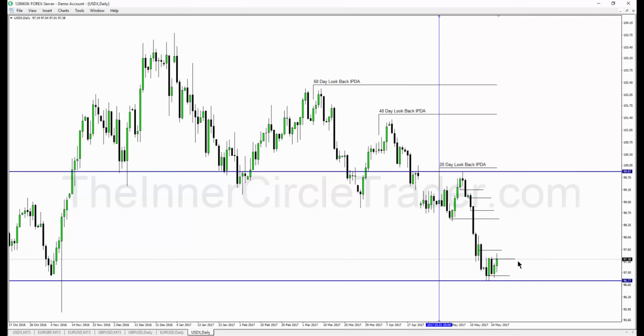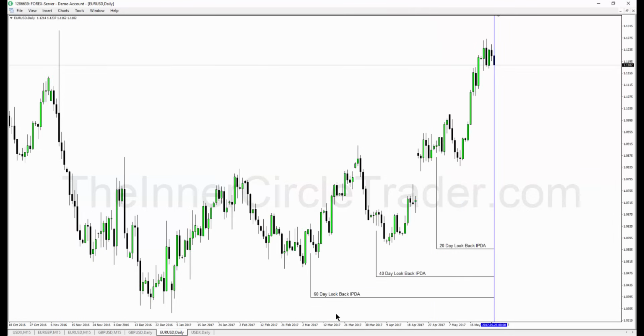Now you would take this same element and add it to the Euro-Dollar daily chart, and we'll do that now. Okay, so we have the IPDA data ranges for 60, 40, and 20 on the Euro-Dollar daily chart now. And now we're going to look inside the last 20 days look-back period, and we're going to identify the range.